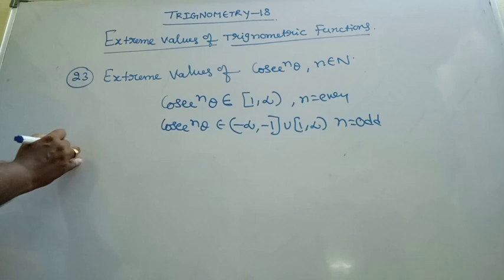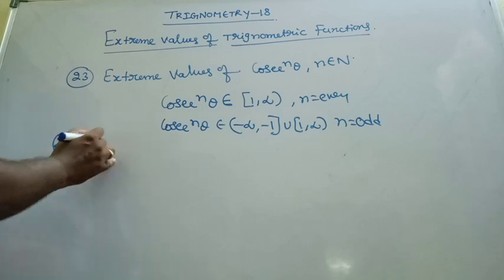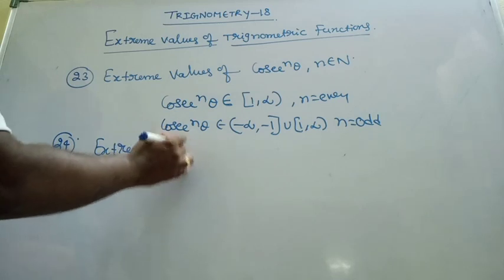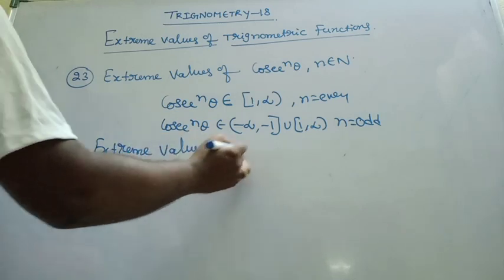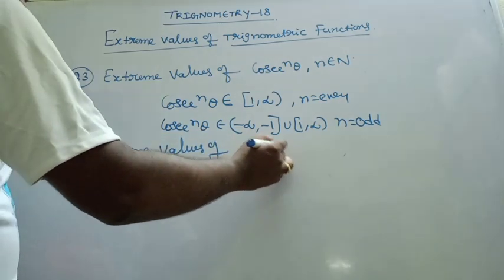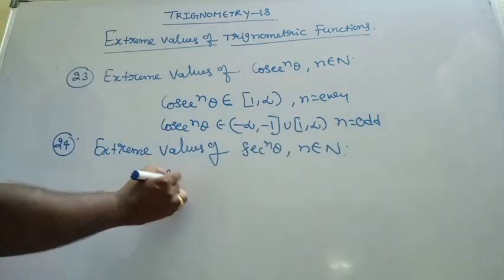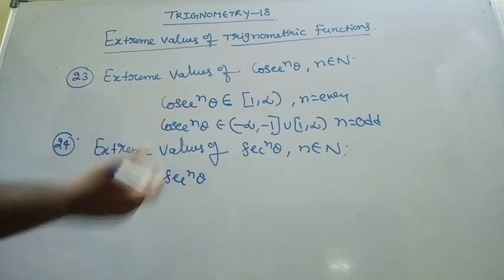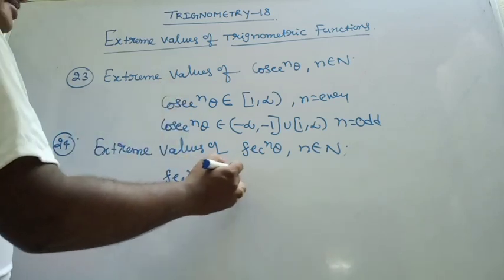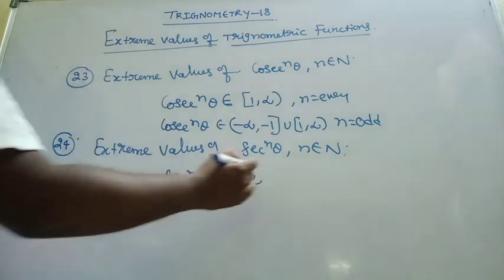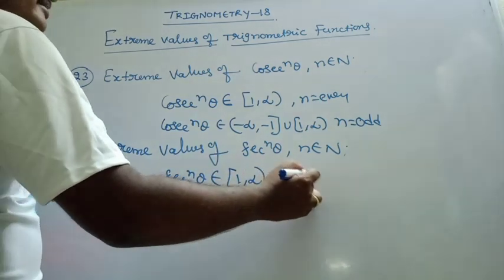Now the last one, the 24th one, is the extreme values of secant power n theta, which will be the same as cosecant. Secant square theta, we observed, belongs to a closed interval. It is the same as cosecant power n theta when n is even.